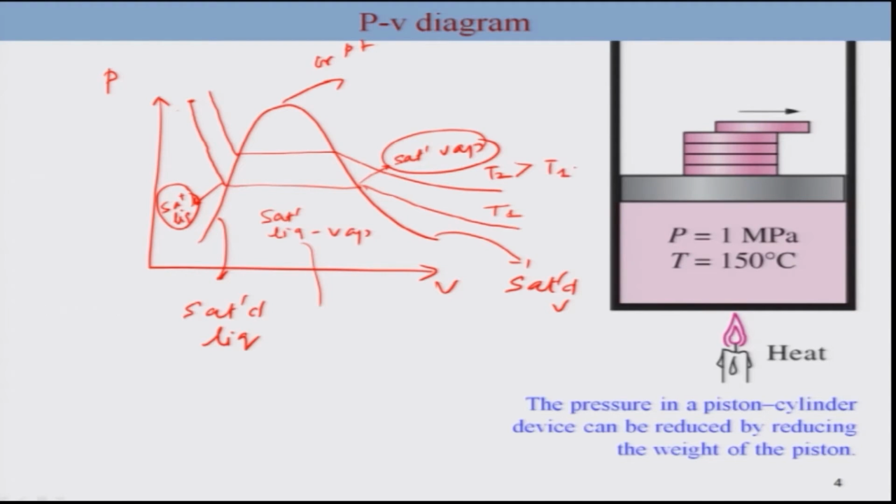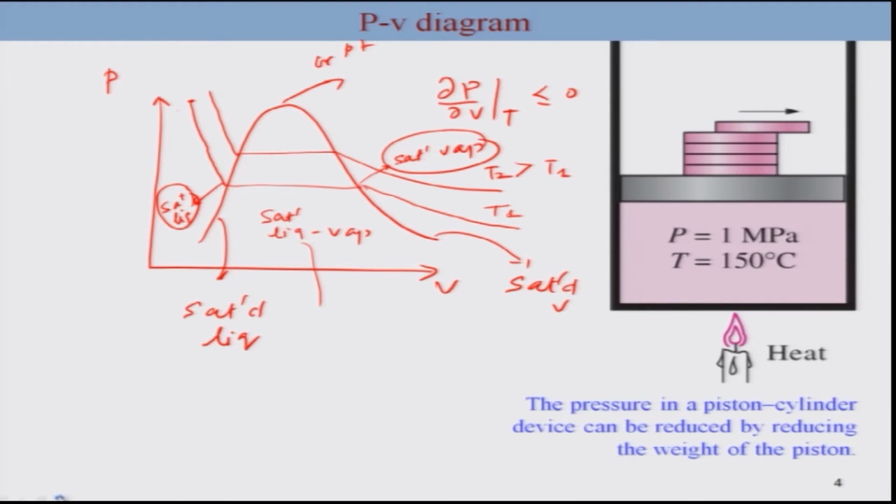Now note the slope here. The slope in this case is negative. So that means del P by del V at constant temperature is less than or equal to 0. So this is the case of the PV diagram for a pure substance.